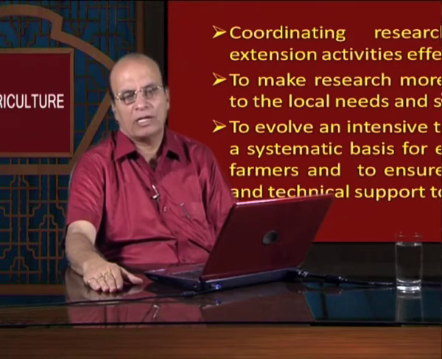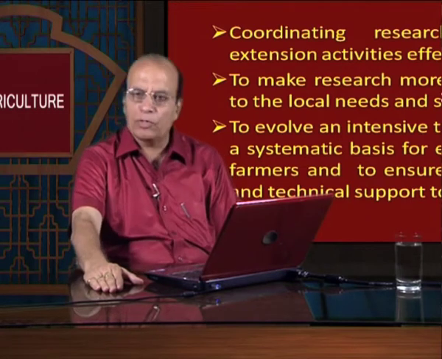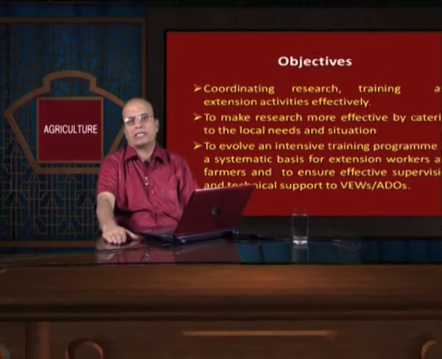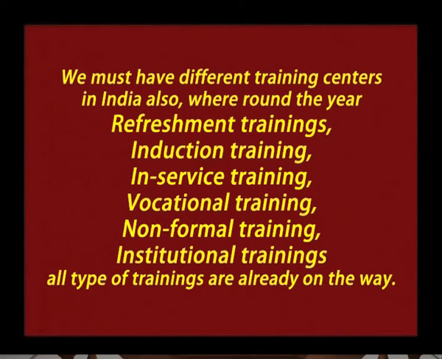If you want to develop for the whole of life, develop the human being by providing training, and therefore training plays a very important role. Under this training and visit system, regular fortnightly trainings are provided to the village level worker and the assistant director of agriculture. We can know this as capacity building of extension officers all over India. We must have different training centers in India, where round the year refresher training, induction training, in-service training, vocational training, non-formal training and institutional training, all types of training are on the way, so that they can effectively develop the village level worker in the state.